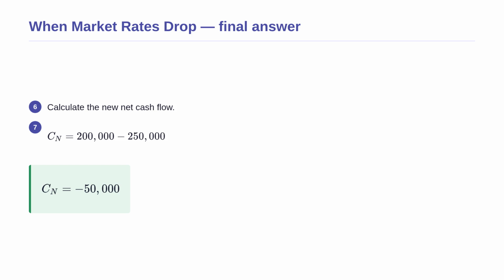Let us calculate the new net cash flow to see the final result. We subtract the fixed payment of $250,000 from the new floating payment of $200,000. Notice that the incoming money is now smaller than the outgoing money, resulting in a negative $50,000. This negative sign simply means the direction of the final payment has reversed. Company Alpha must now write a check to Company Beta for $50,000. The fixed rate payer loses money on this exchange because market rates dropped.